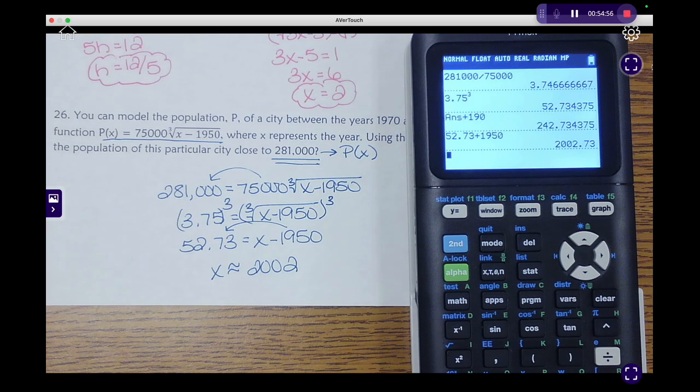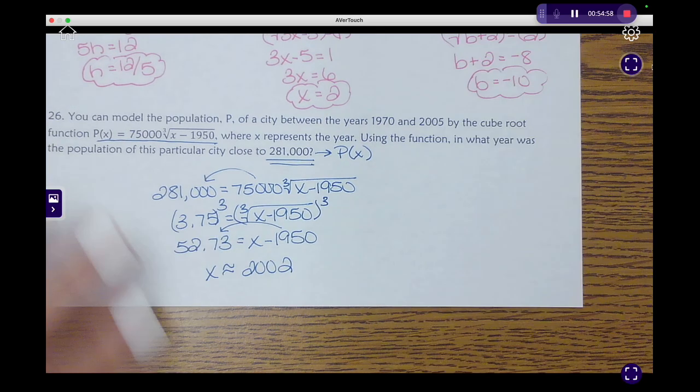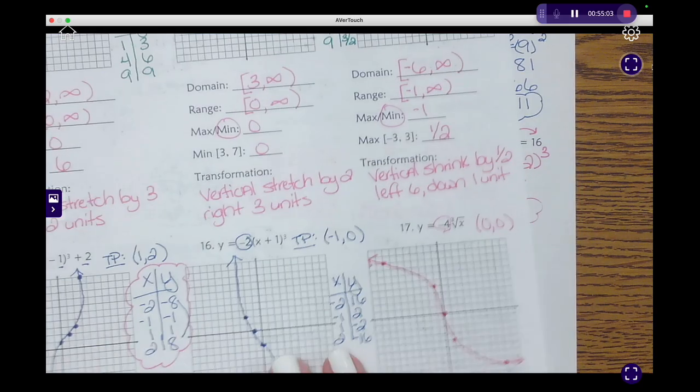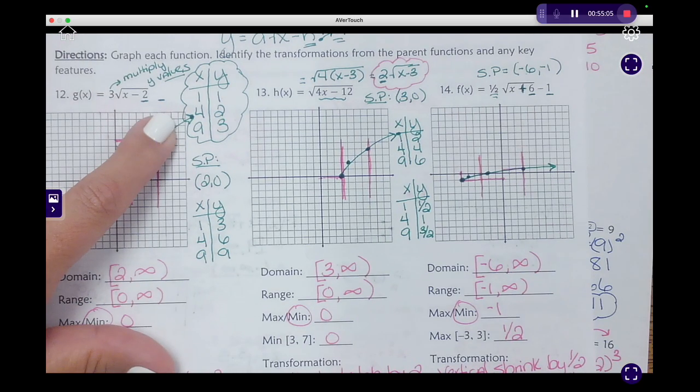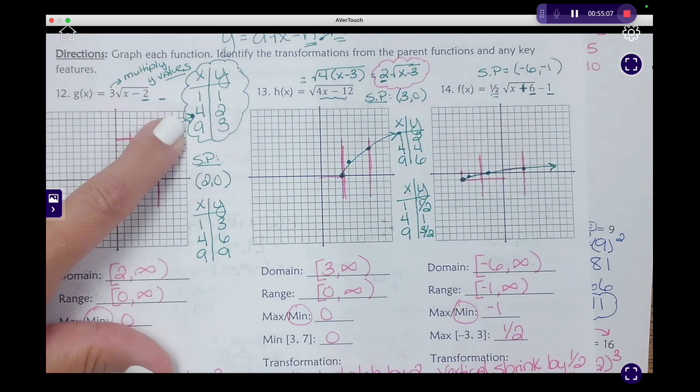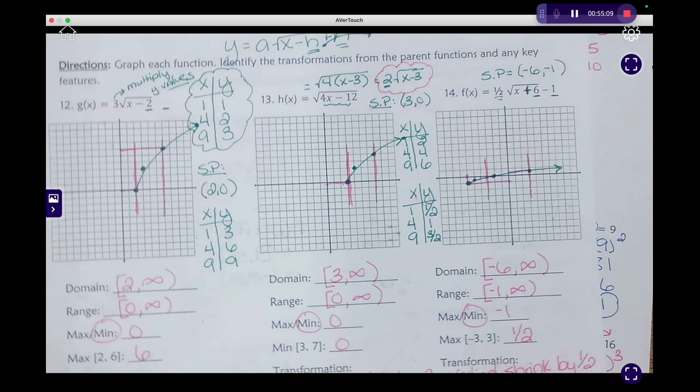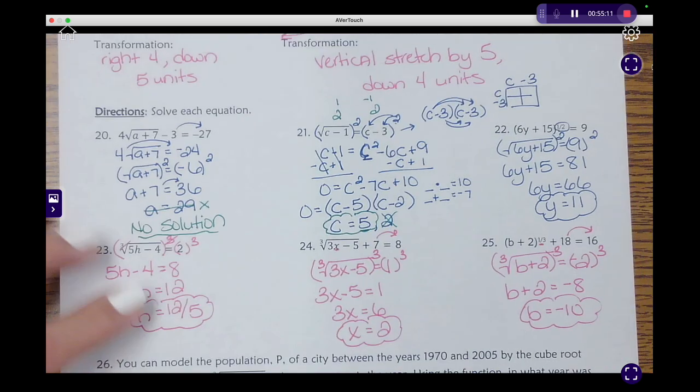Okay, so a lot of graphing on this test. Again, for that graphing, make sure you understand those direction tables. Make sure you understand the direction tables, make sure you can find your starting point or your turning point, and then also make sure that you can solve those equations.